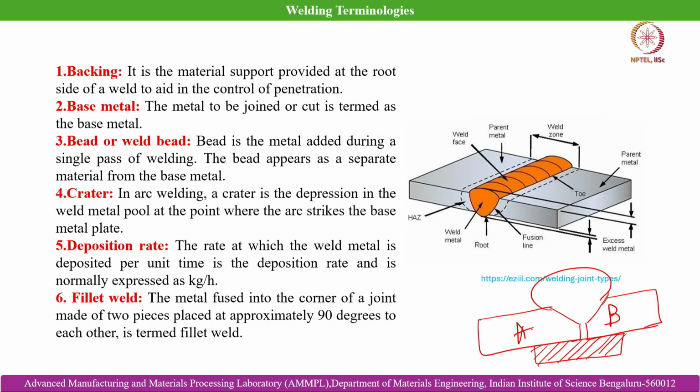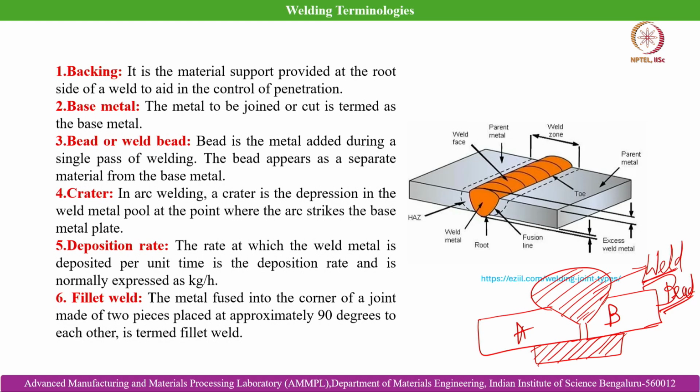So, here A and B are the base metal, and then number 3 is the weld bead. The bead is the metal added during a single pass of welding. So, here this is the weld bead. This is basically the cross sectional view shown over here, and from here you can understand the weld bead, which appears as a separate material from the base material, but it is truly a separate material when we are talking about heterogeneous welding. When we are not referring to heterogeneous welding, it can also have the same composition as the base metals undergoing the joining process.